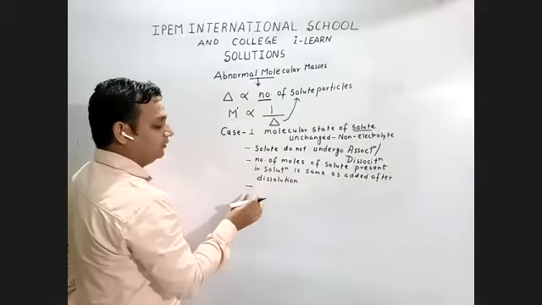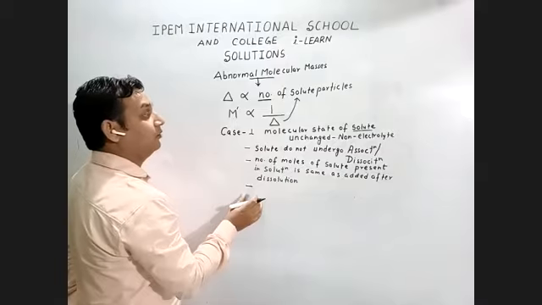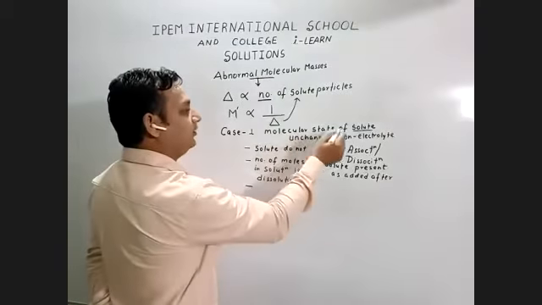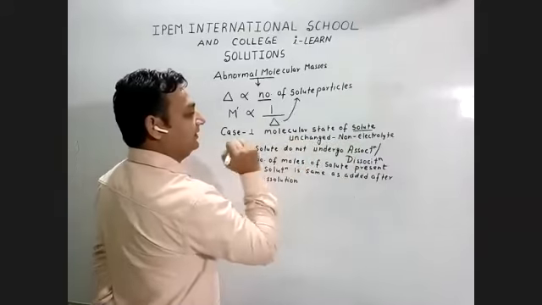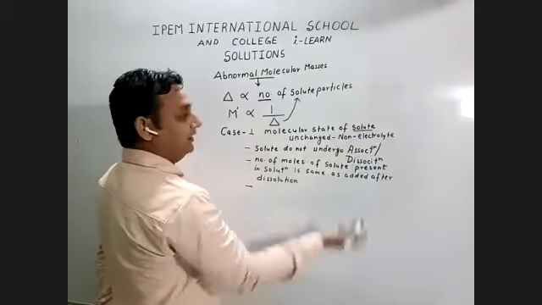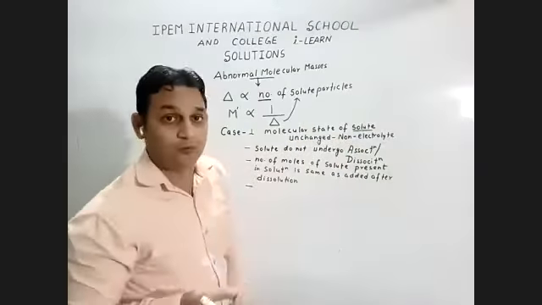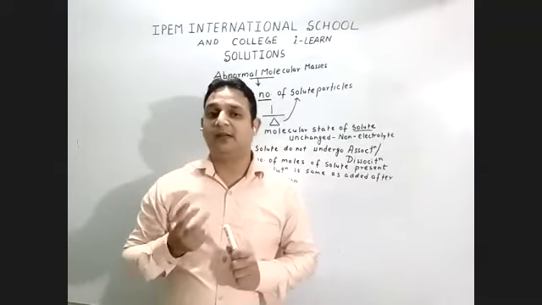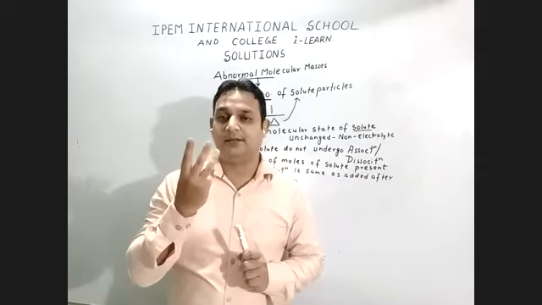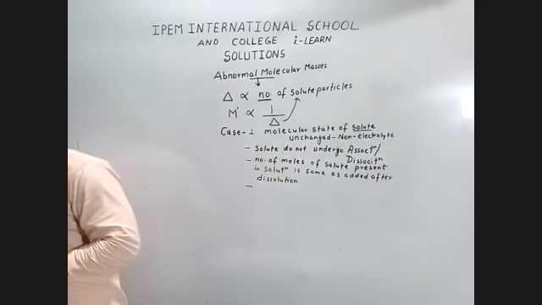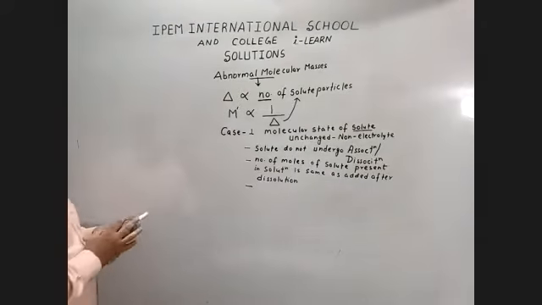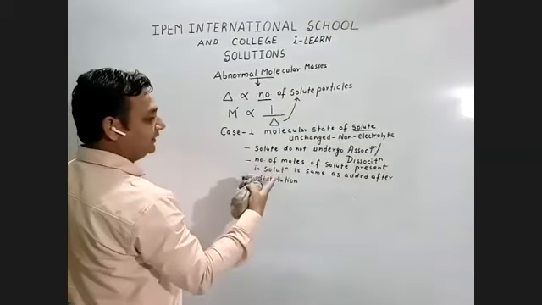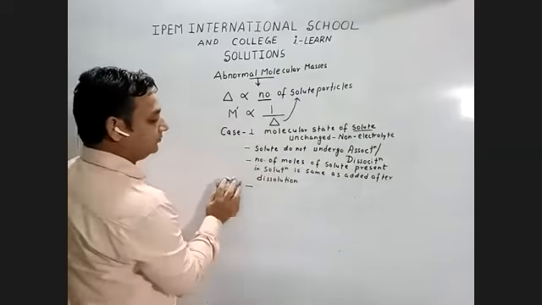All right. So there will be no abnormal molecular masses in case number one, when the molecular state of solute remains unchanged, for non-electrolytes, for example urea, glucose, sucrose. Now we will move on to case number 2 and case number 3. And whenever you have to write, all these are the key points which I have put here.